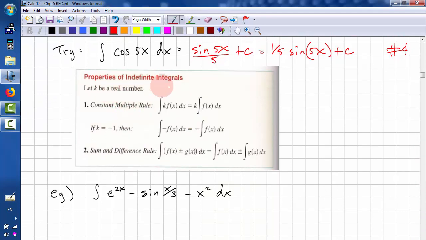Properties of indefinite integrals. Let k be a real number. We have the constant multiple rule. So the integral of k times f of x dx equals k times the integral of f of x dx. If k is -1, then we have the integral of negative f of x dx equals negative the integral of f of x dx. Recall, and just like with derivatives, we have the sum and difference rule: the integral of f of x plus or minus g of x dx equals the integral of f of x dx plus or minus the integral of g of x dx.